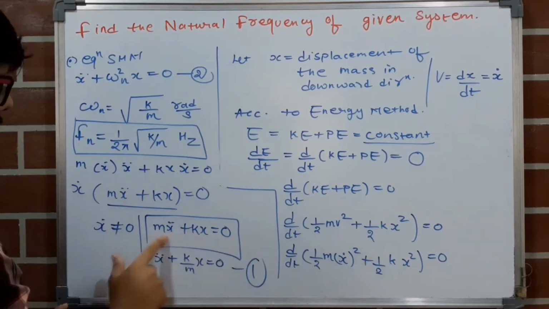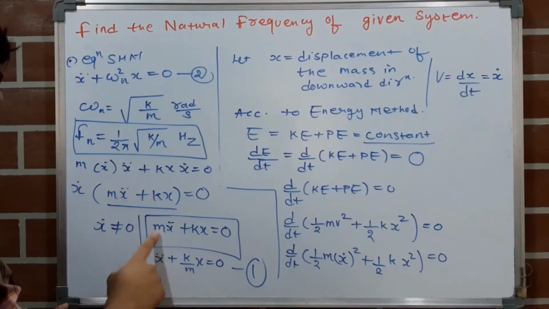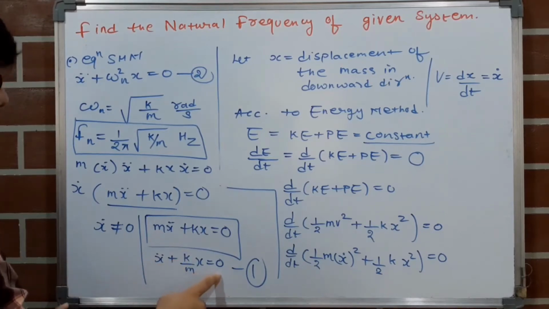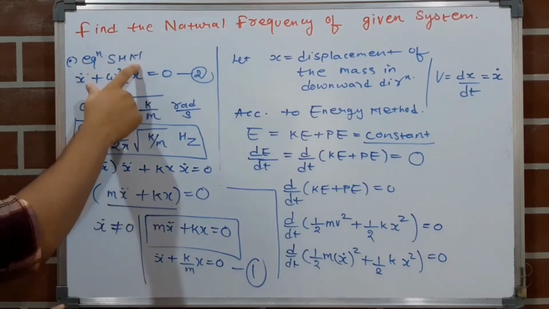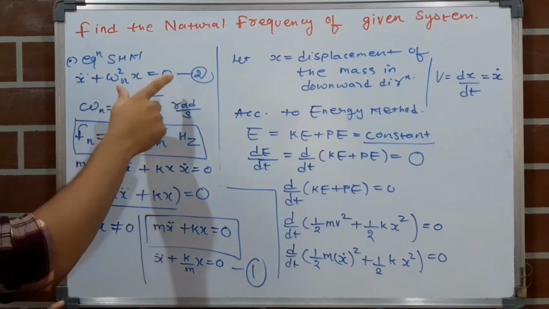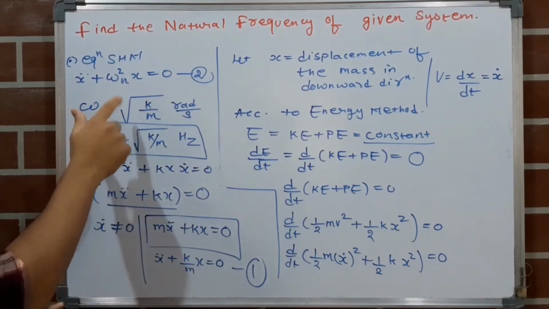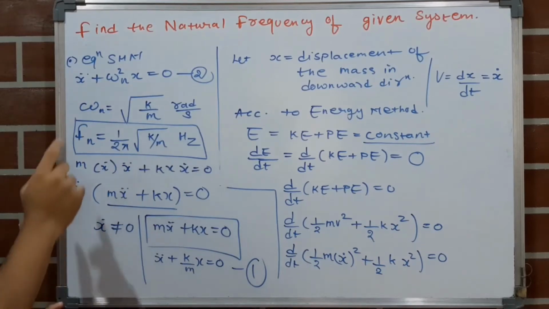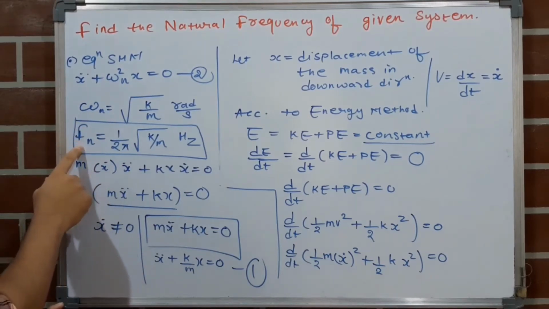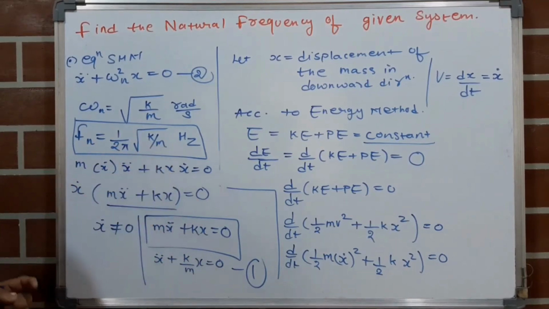This is the equation of motion of a natural vibrating system. If we divide by the mass, we get x double dot plus k by m into x equals 0. Let us mark this as equation 1. We know the fundamental equation of SHM, simple harmonic motion, is x double dot plus omega n square into x equals 0. Comparing these two equations, we get omega n equals square root of k by m, and the natural frequency will be 1 upon 2 pi square root of k by m, in hertz.